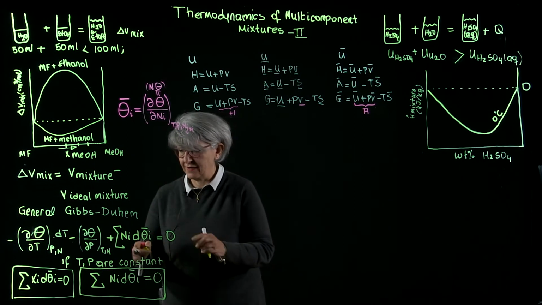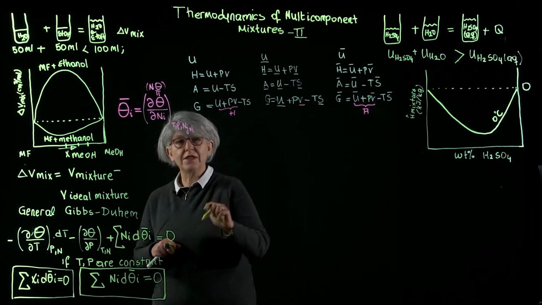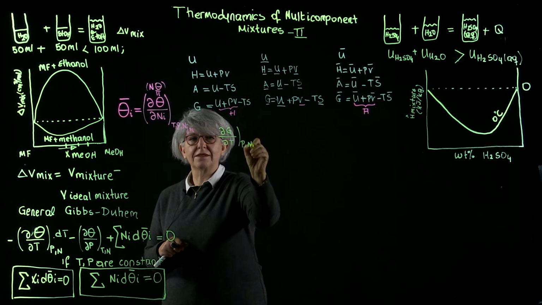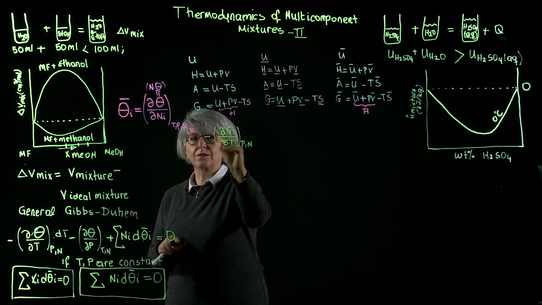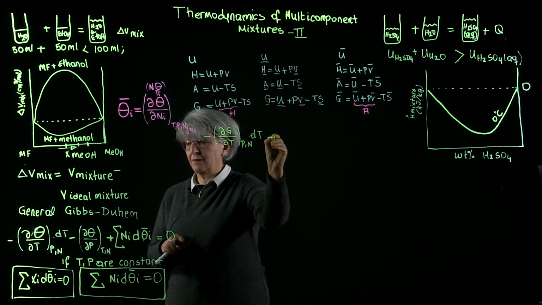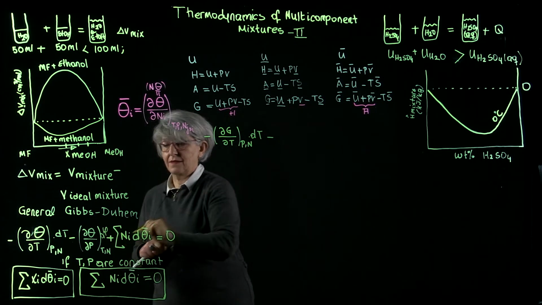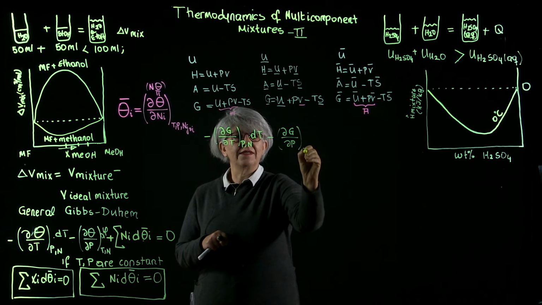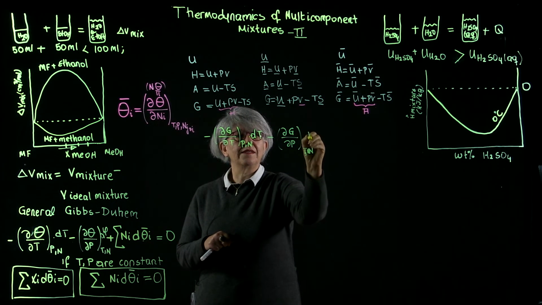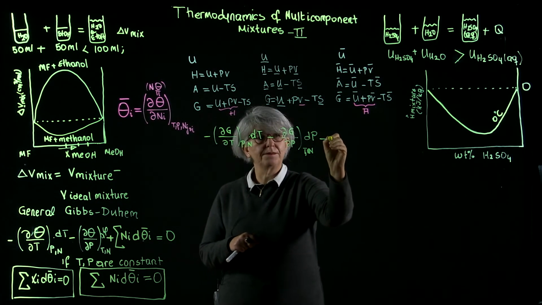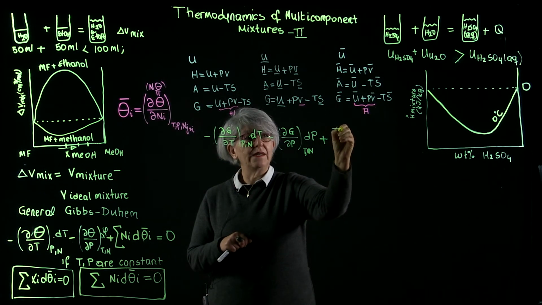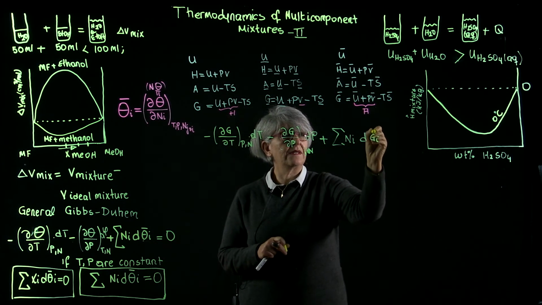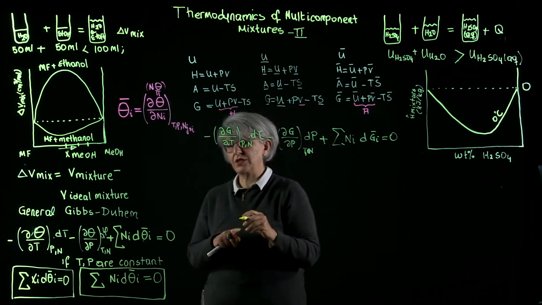So let's take this Gibbs-Duhem equation and apply it to the Gibbs free energy. Minus del G over del T at constant P and N times dT, minus del G over del P at constant T and N times dP, plus summation of Ni dGi to be equal to 0. Now this is the Gibbs-Duhem equation applied to the Gibbs free energy.